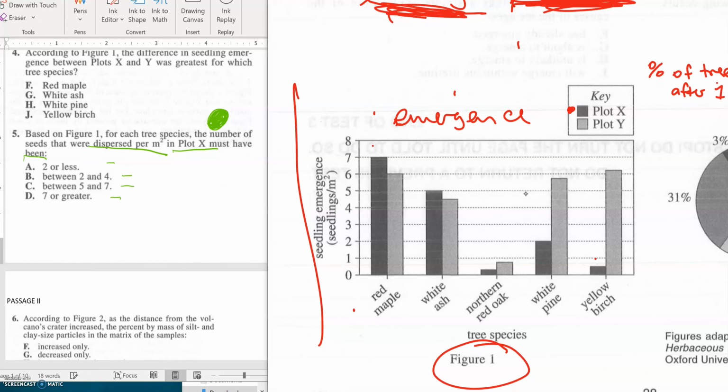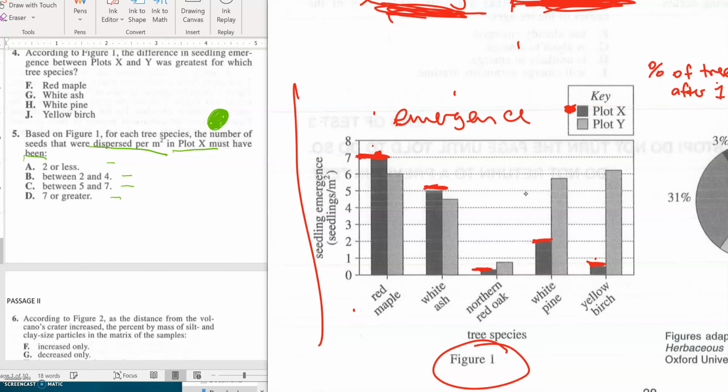So it says, based on figure 1 here, for each of the tree species, the number of seeds that were dispersed per square meter in plot X must have been. And what it is, it must have been, you look here, this is plot X, the dark one. So we have 7 here, then we have 5, we have a half, 2. So the number of seeds that must have been dispersed has to be the highest value, because it had to be at least 7, because 7 of them grew. And that's as difficult as this question goes.